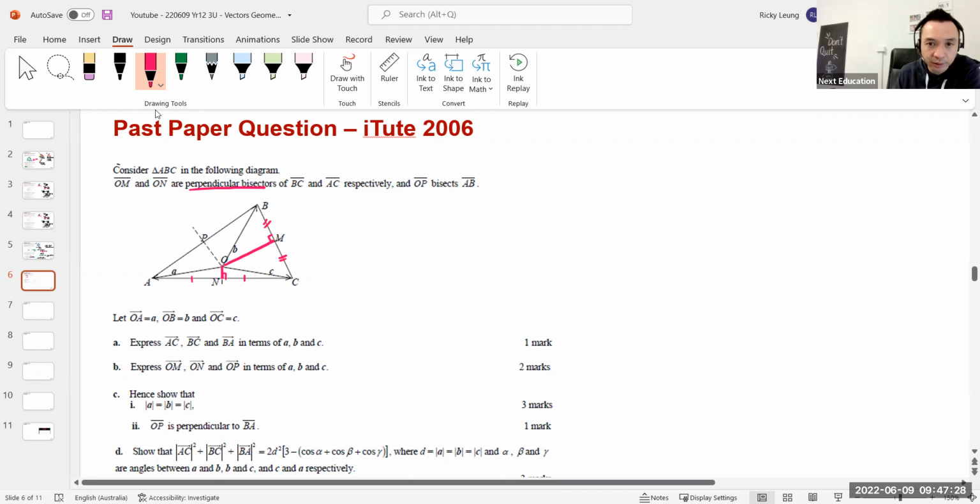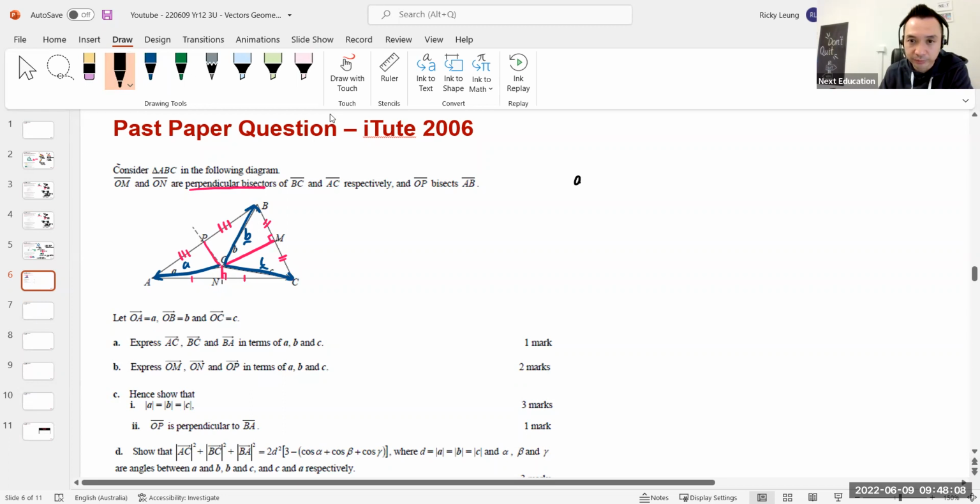And OP bisects, so OP at a minimum. We don't know it's right angled right now. We just know it bisects. Okay. OA, so let's go blue here. OA, where is it? Over here. Okay, it's actually in the diagram. That's A, OB, B, and OC, C. Yep, perfect. Express AC, BC, BA. Okay, that's pretty easy.